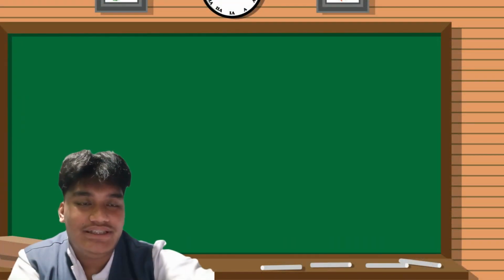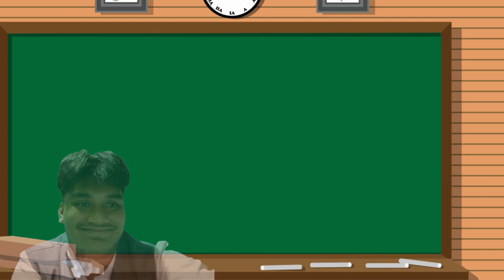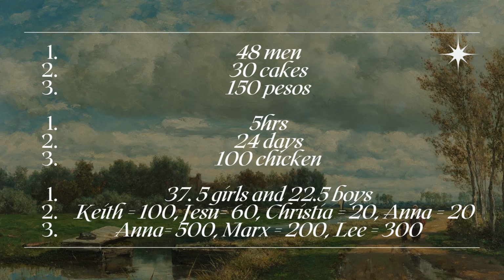I hope you're done with the activities that I gave, and now let's reveal the answers. For direct, number 1 is 48 men, number 2 is 30 cakes, number 3 is 150 pesos. For inverse, number 1 is 5 hours, number 2 is 24 days, and number 3 is 100 chicken. For the partitive proportion, number 1 is 37.5 girls and 22.5 boys. Number 2, Keith 100 apples, Jason 60 apples, Christian 20 apples, and Anna 20 apples. Number 3, Anna 500 sticks, Mark 200 sticks, and Lee 200 sticks.